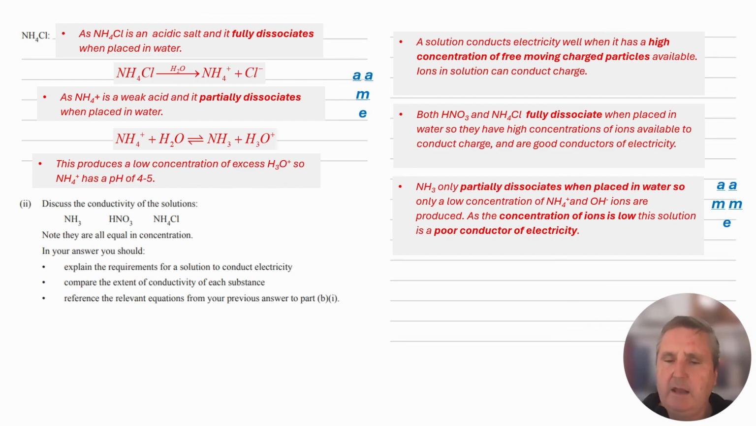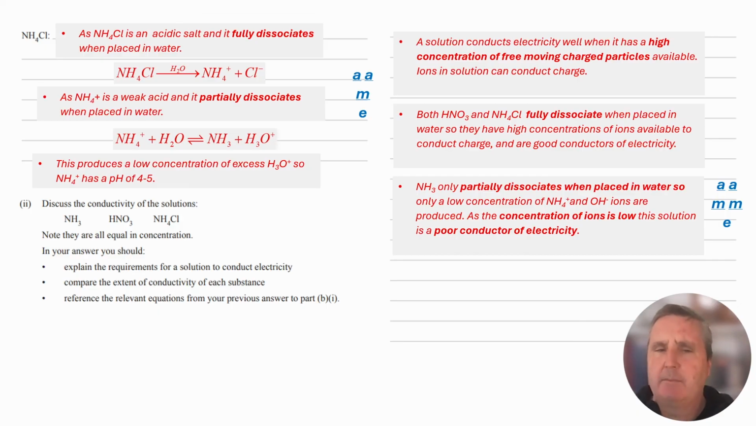So this one here has 2 achieves, 2 merits, and an excellence. A bit overboard here, but hey, it is what it is. So if you said a correct statement about the conductivity of 2 solutions, if you said one conducts well and one doesn't, you get an achieve. If you defined conductivity correctly, you get an achieve.